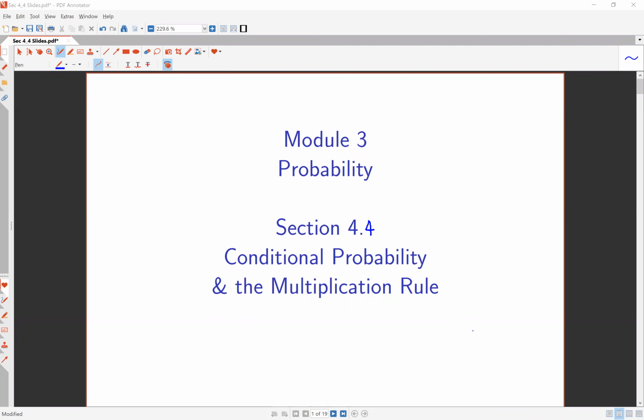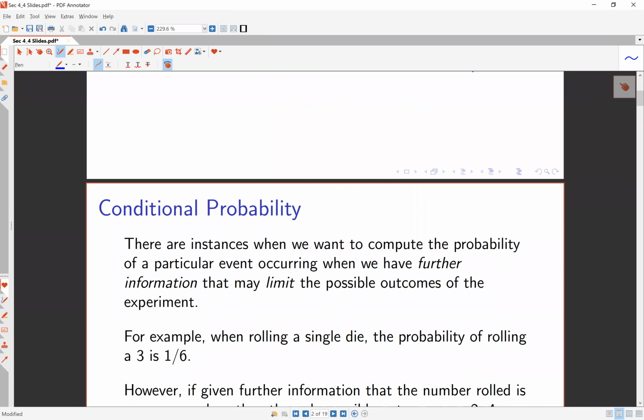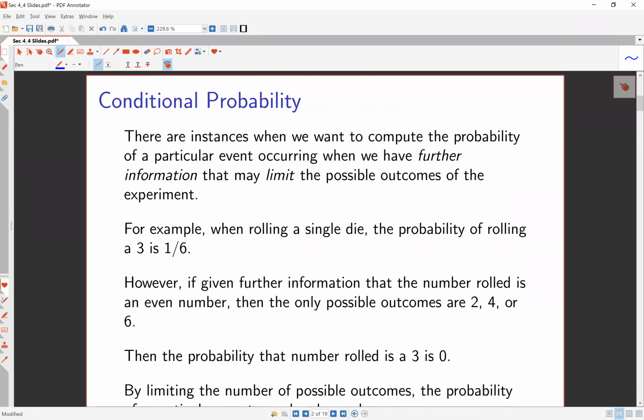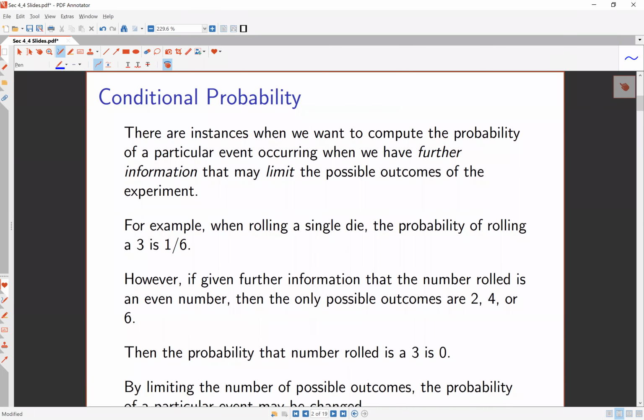Our next section introduces the concept of conditional probability, and then based on that, we'll add another rule to our probability tool belt, something known as the multiplication rule. But let's first dig in and talk about this idea of conditional probability. So the notion is based on the following principle.